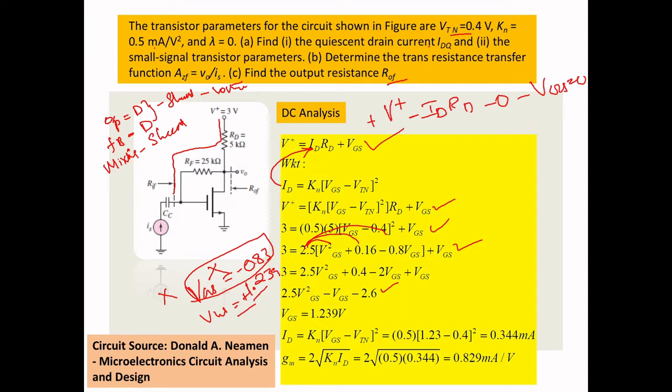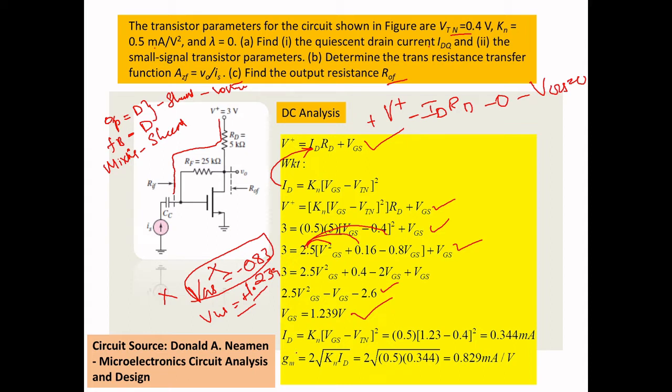This is very simple. You know, A value will be 2.5 and B value will be minus 1 and C value will be minus 2.6. You know the quadratic equation, just plug in, you will be getting your VGS, or even you can calculate with the calculator. That is for easy understanding. So here now you got a VGS. So now it is very simple to find what is your ID.